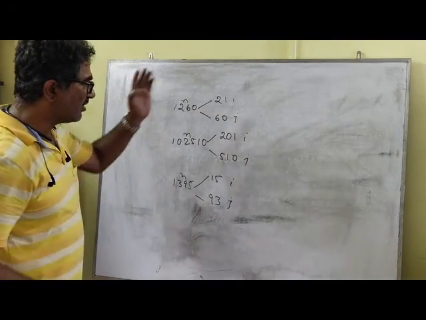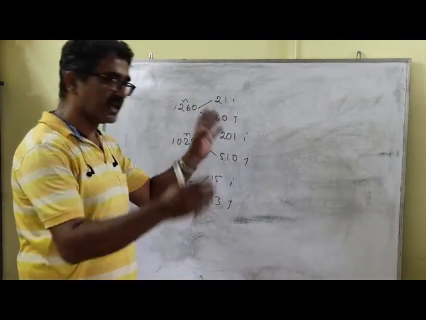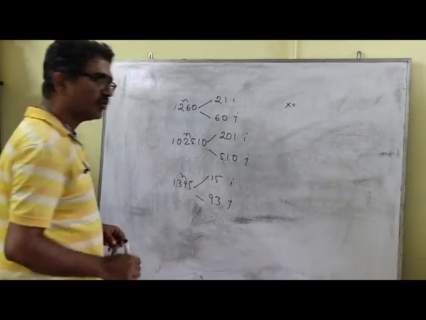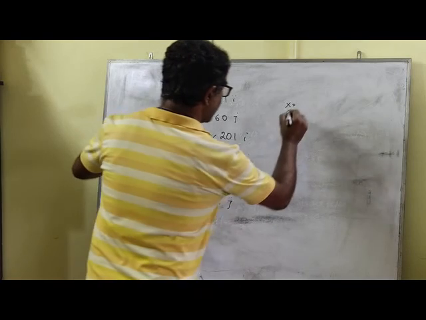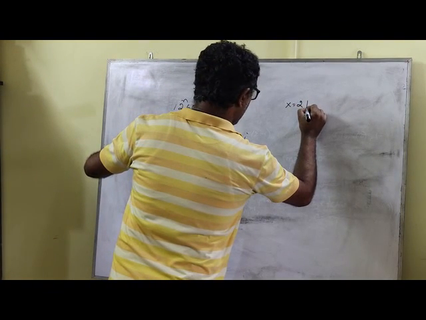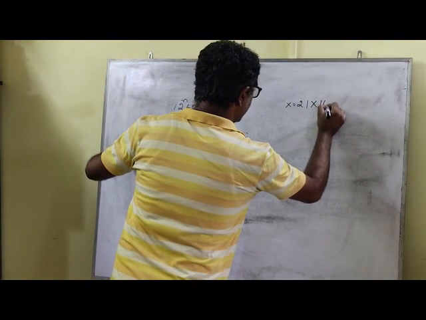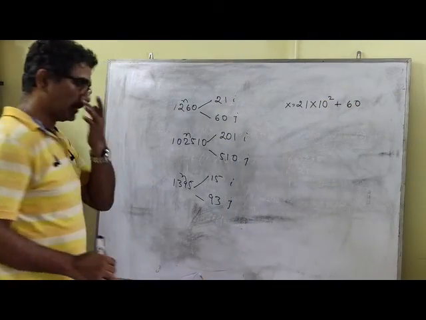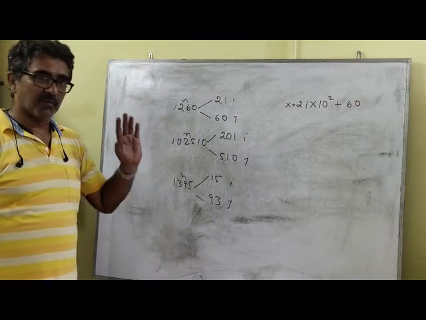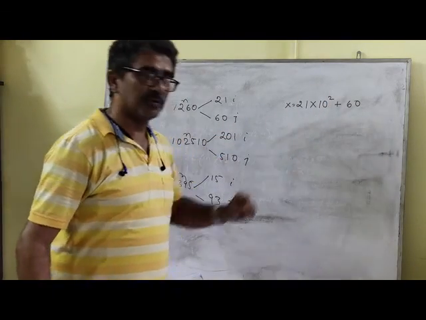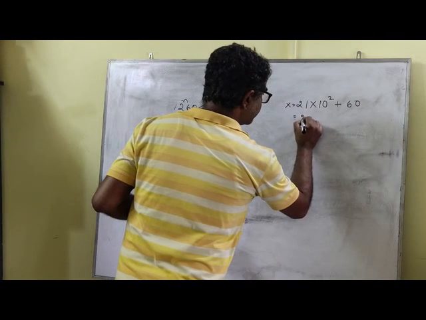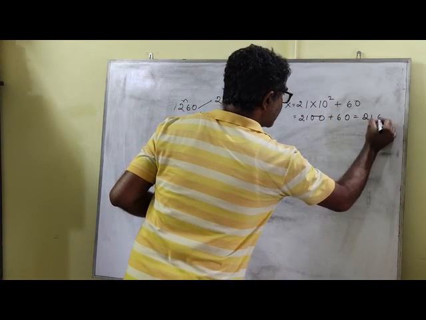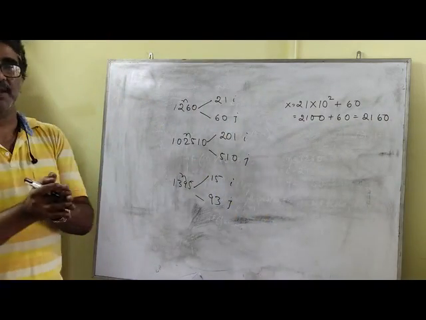Now we are going to combine these two factors into a single number and store it into a variable, say x. So how do I do that? I can write it this way: 21 into 10 to the power of 2 plus 60. That means, what am I doing? 21 into 10 to the power of 2 is how much? 2100. Plus 60. This is going to give me 2160. That is, it's going to combine these two factors forming a single number.